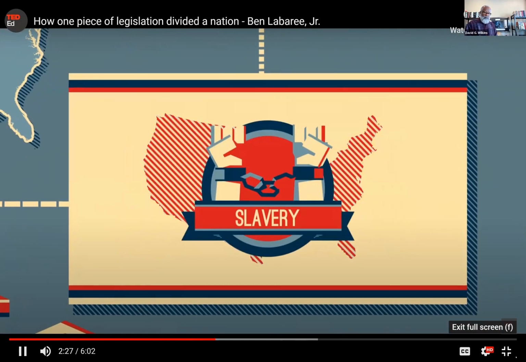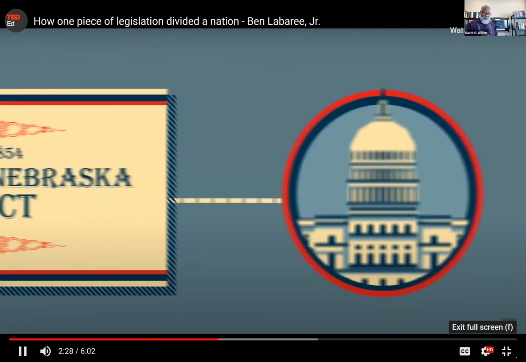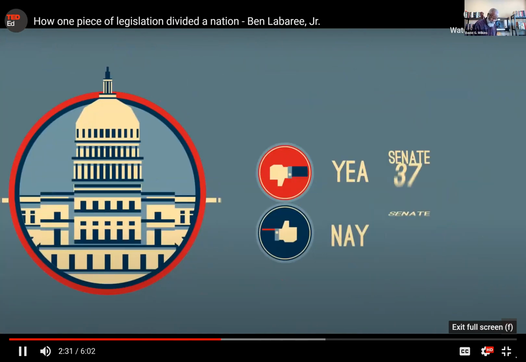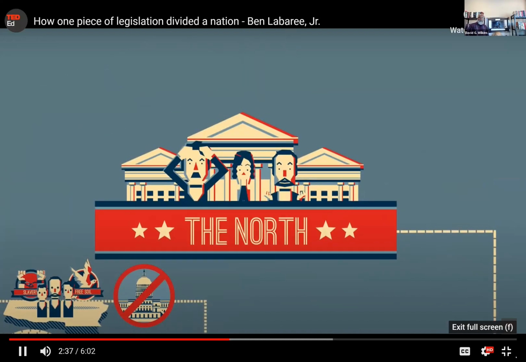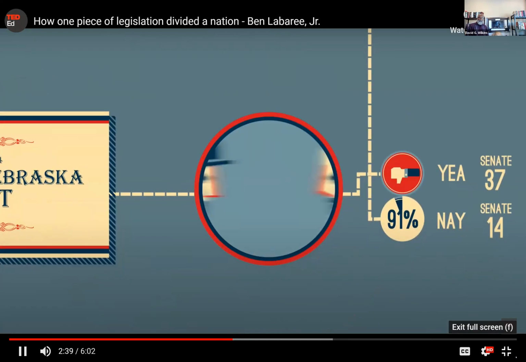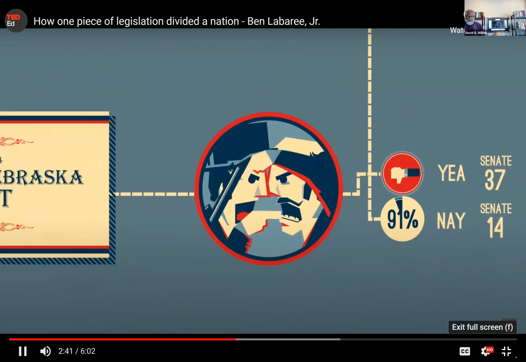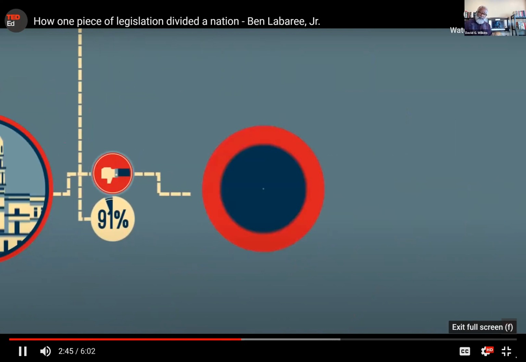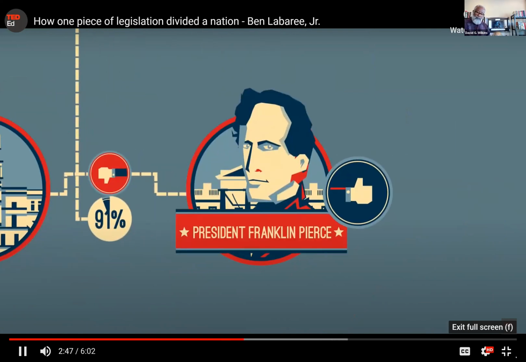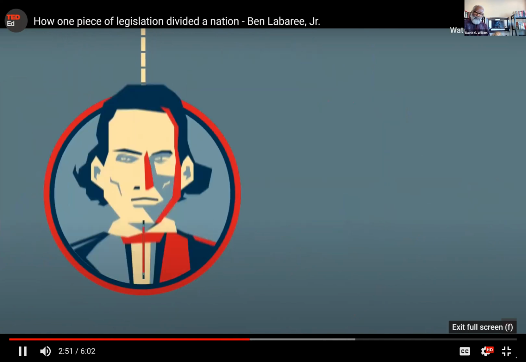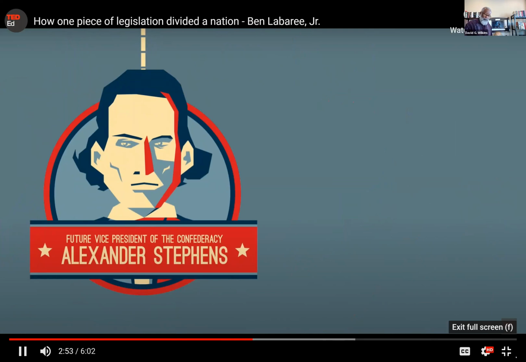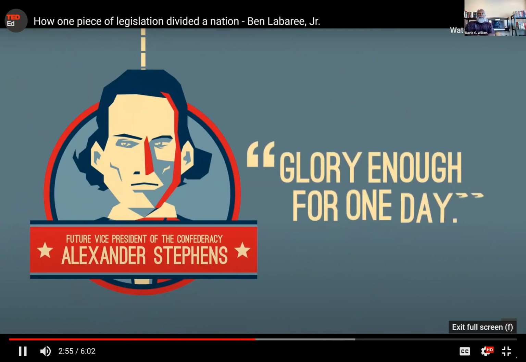Congress was able to pass the Kansas-Nebraska Act, but at the huge cost of bitterly dividing the nation, with 91% of the opposition coming from Northerners. In the House of Representatives, politicians traded insults and brandished weapons until a sergeant at arms restored order. President Pierce signed the bill into law amidst a storm of protest, while Georgia's Alexander Stephens, future Confederate vice president, hailed the act's passage as glory enough for one day.